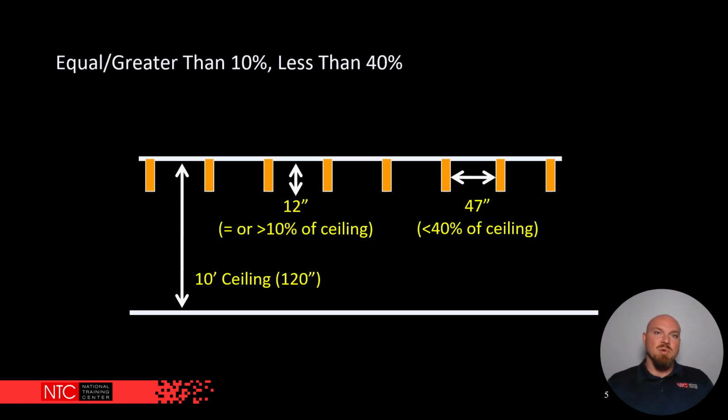What if we've got 10%? What if the beams project down 10% or more? Well, if the beams do project down 10% or more, we need to take a look at the spacing from one beam to the next. In our example here, the ceiling's 10 foot high, the beams project down 12 inches. A 10-foot high ceiling's 120 inches, which means the beams are going to be 10%. However, we have not reached the 40% threshold, so what do we do?